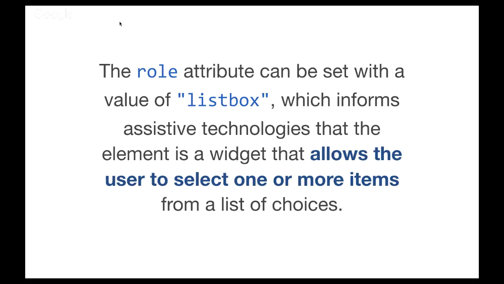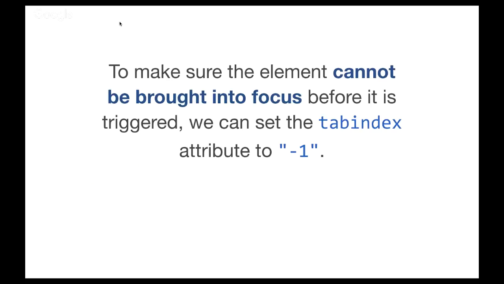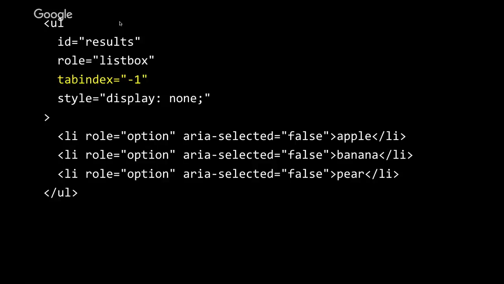Now we're going to put a role in here, and this will be set with a value of listbox. That informs assistive technologies that it's a widget that allows users to select one or more items from a list of choices. So in our code, we now have ID equals results as an attribute, and then role equals listbox. To make sure that element can't be brought into focus before it's triggered, we can set the tabindex to -1. So tabindex -1.